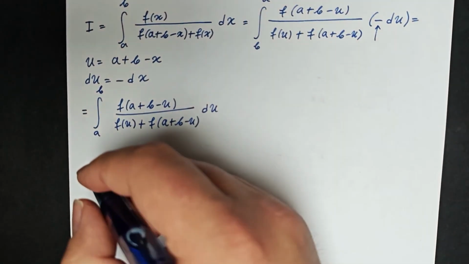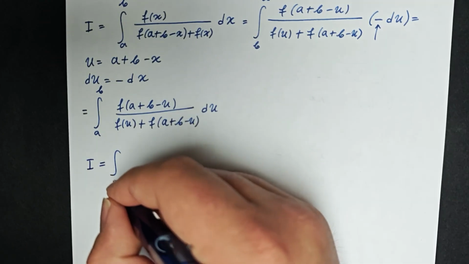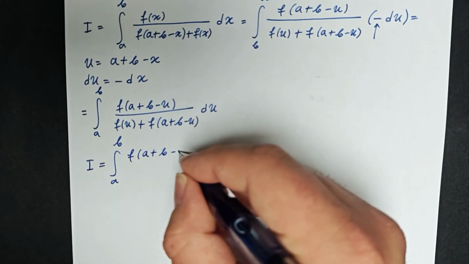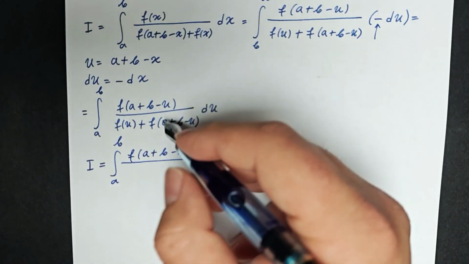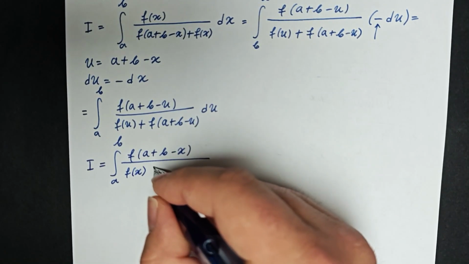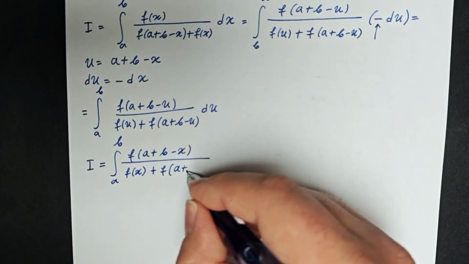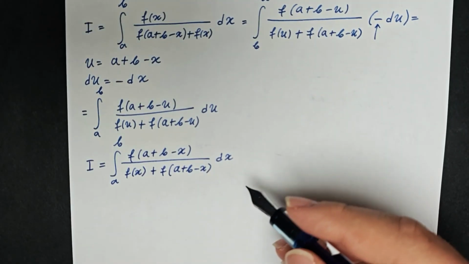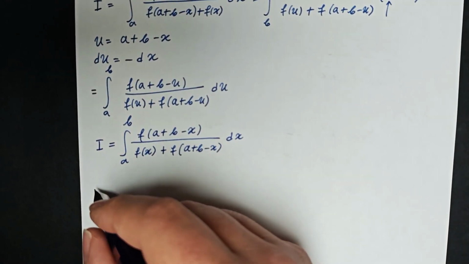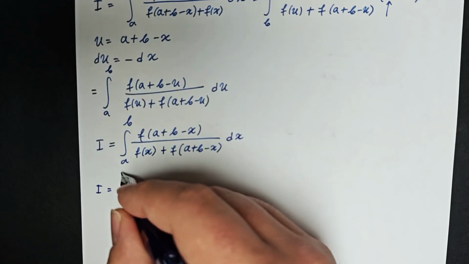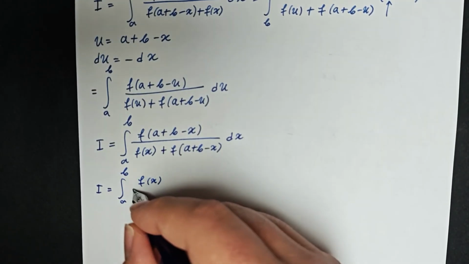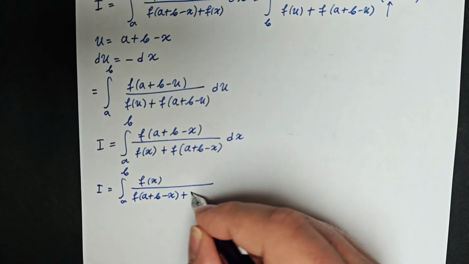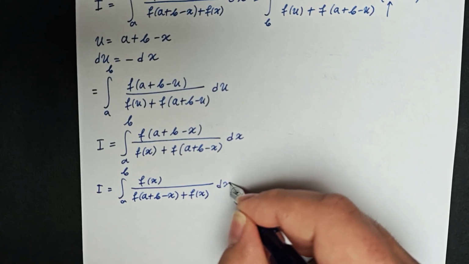So let's do that. We have an integral I to be integral from a to b of f of a plus b minus x. Instead of u we are writing x, and we have f of x plus f of a plus b minus x, dx. The integral which we had started from is an integral from a to b of f of x divided by f of a plus b minus x plus f of x, dx.